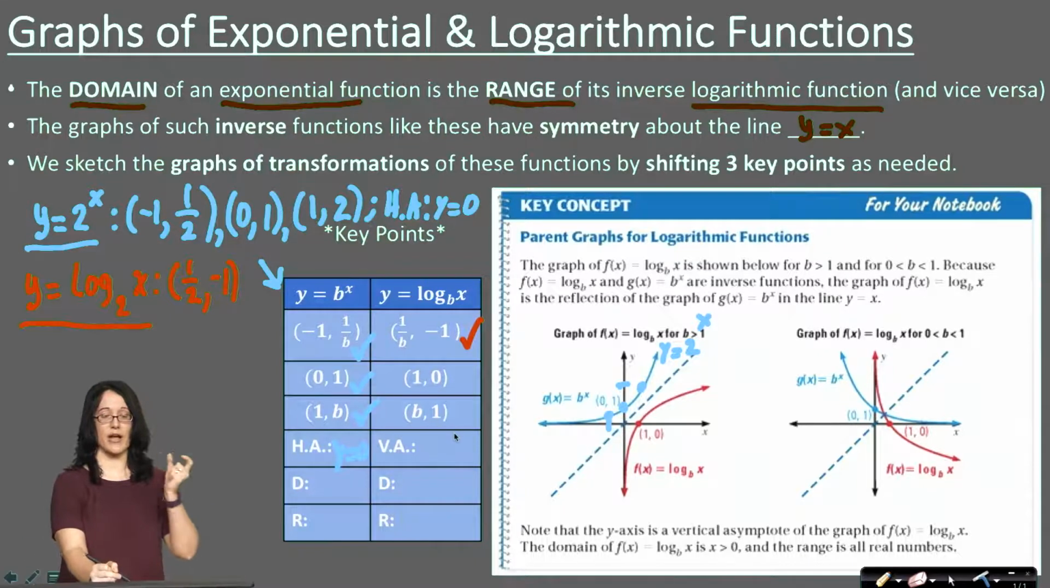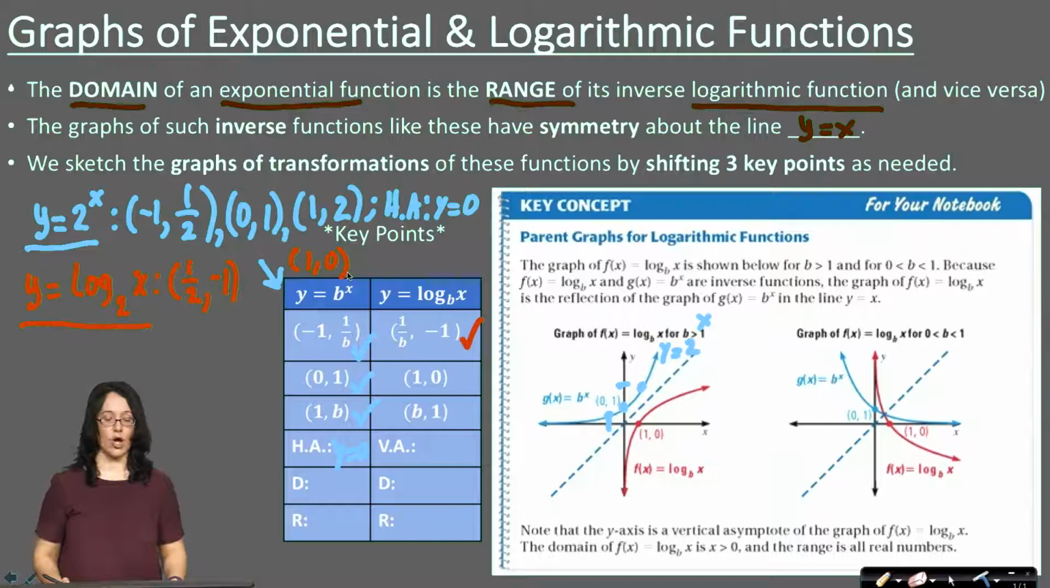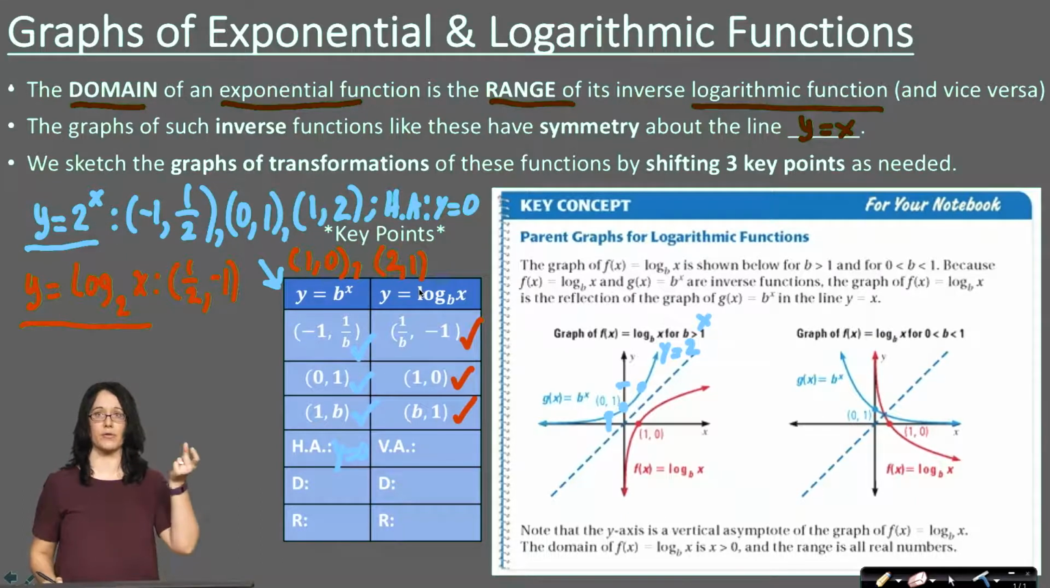Similarly, if I switch my x and my y for the point 0, 1, now I would have the point 1, 0. Okay, so that means that log base 2 of 1 gives me 0. We'll think about that in a few minutes. And similarly, if I insert 2, my base, I should get 1. So all I'm doing is switching x and y. Hopefully you can see that.